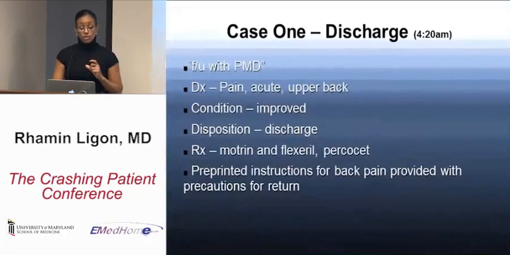The discharge portion of the physician note at 4:20 noted that he was going to follow up with his primary doctor. His diagnosis was pain, acute in the upper back, condition improved, disposition was discharge on Motrin, Flexeril, and Percocet. And he got some pre-printed instructions for back pain with precautions for return. Sounds pretty standard. This was an urgent care patient. We probably see 10 a day just like it.